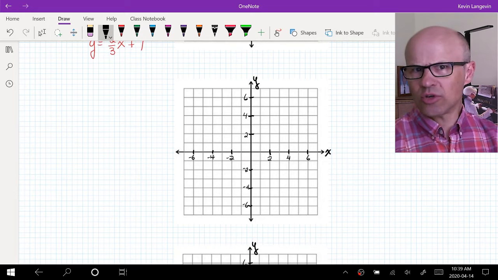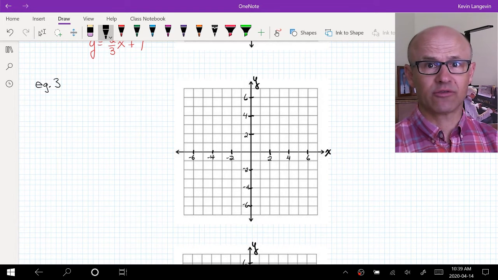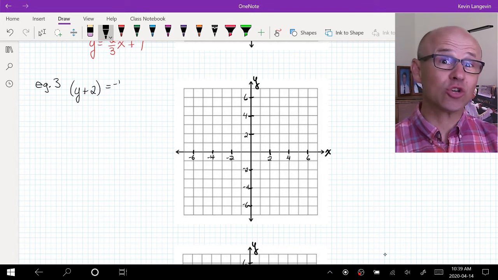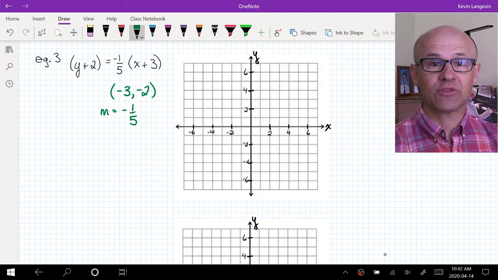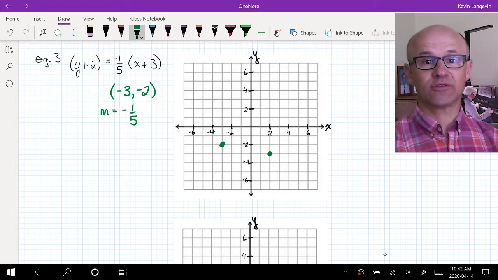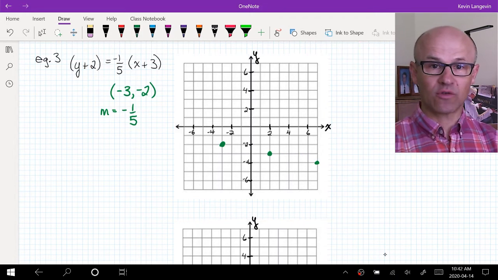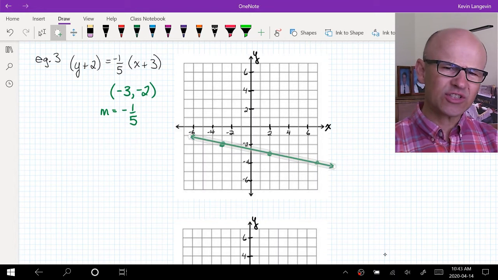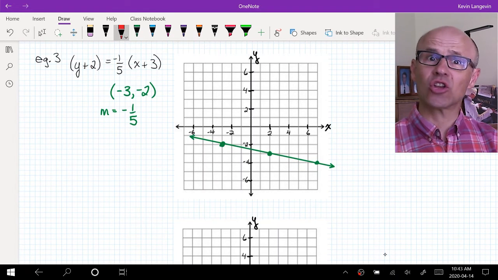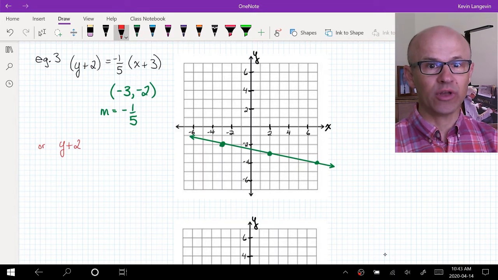So why not just always rewrite it in y equals mx plus b form? Well, sometimes that could prove problematic, as in our next example. For this one, we're starting at negative 3 comma negative 2. Our slope is down 1 over 5. Our line looks something like this. And you'll notice that on the y-axis, it's not going right through a nice point.